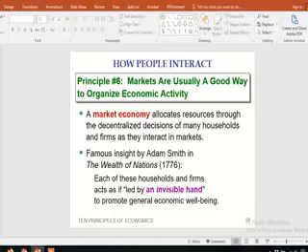A market economy allocates resources through the decentralized decisions of many households and firms as they interact in the market. A famous insight by Adam Smith in the Wealth of Nations in 1776: each of these households and firms acts as if led by an invisible hand to promote general economic well-being. Under the market, according to the invisible hand theory, every person is working for their own benefit, and ultimately economic well-being will increase at the general level.